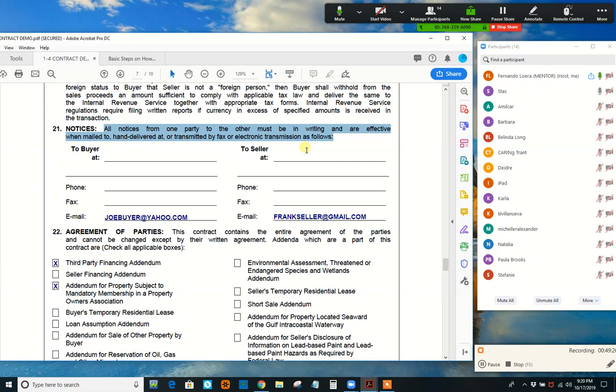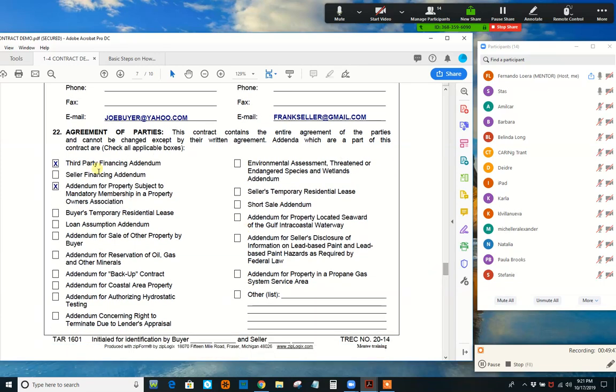So when there's something going on with your transaction, and the title company needs to communicate with both parties, or the lender needs to communicate with both parties, and you leave this blank, what are they going to do? So try not to leave it blank.